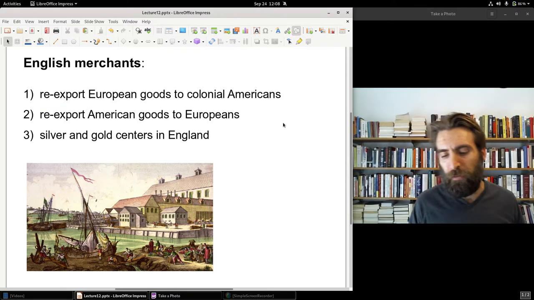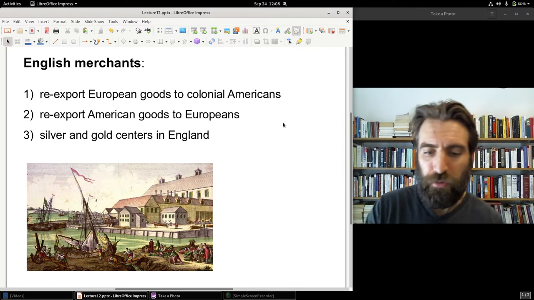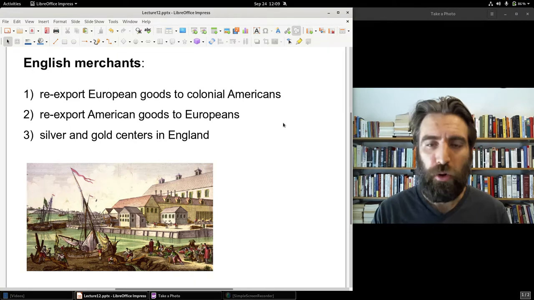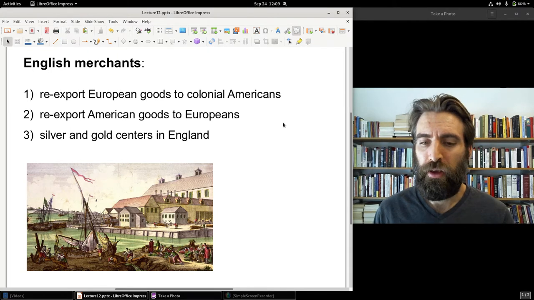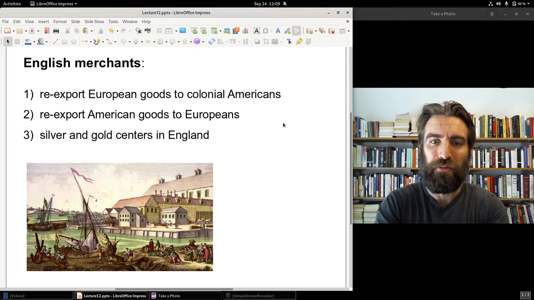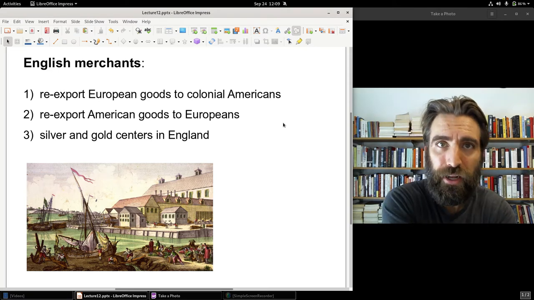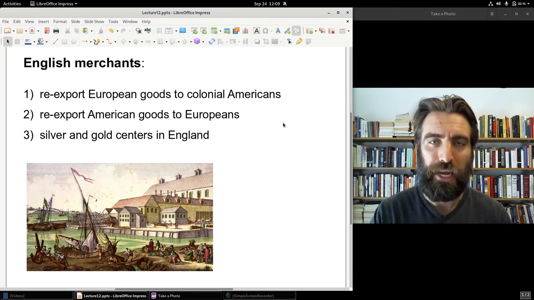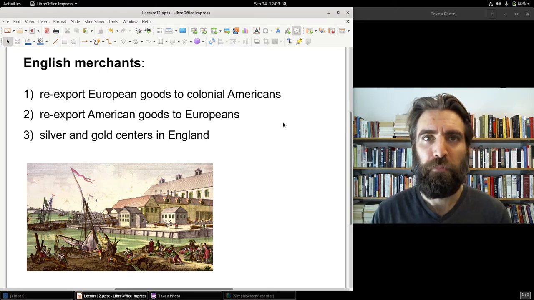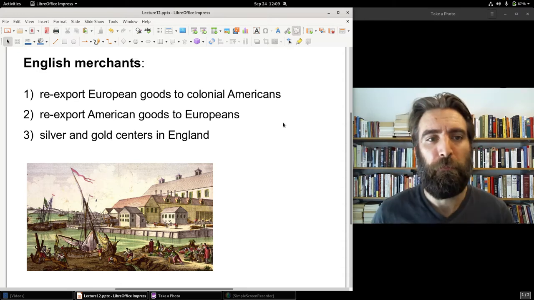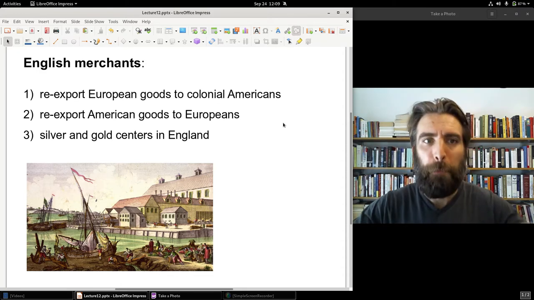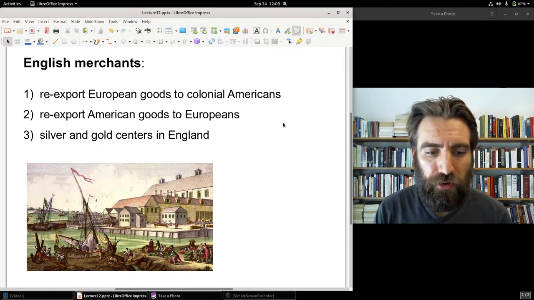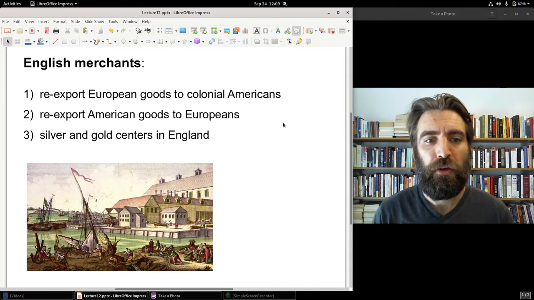So if sugar's ultimate destination was going to be France, if you were a Jamaican planter, you couldn't just sell that sugar straight to France. England had to get involved in the middle of things. And that sugar had to be traded to London, and then from London, that sugar would go to France. And the English merchant, that London merchant, would pocket the difference between what he paid for it and what he sold it for in France. And so the idea was that silver and gold, again, would center in England through this favorable trade balance.